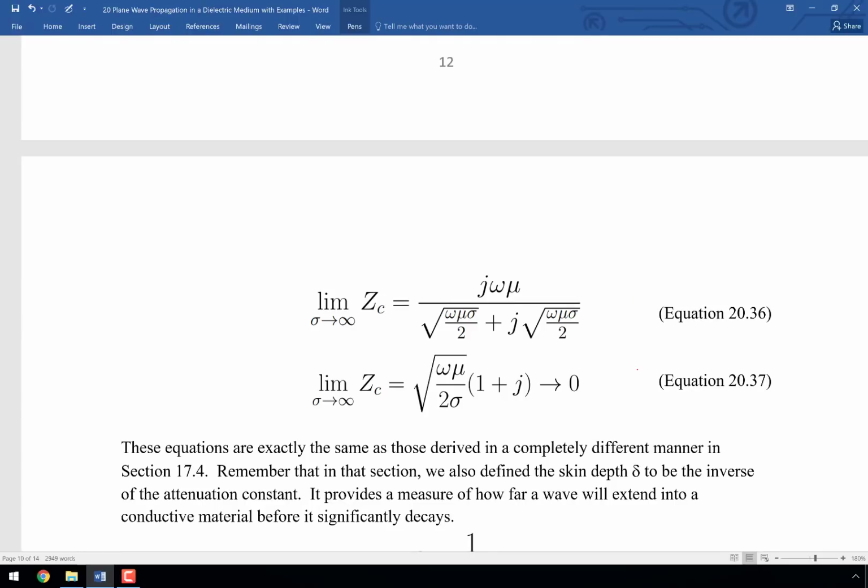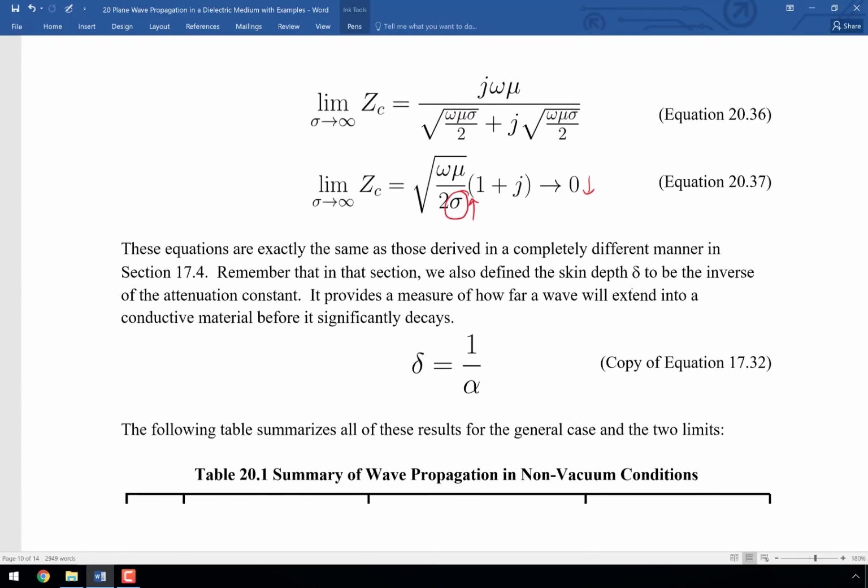Ultimately, there's a lot of algebra here, but because there is a sigma that goes to infinity here, and as it goes to infinity, then this is going to go to 0. And so we're left with a knowledge of alpha and beta that matches our previous calculations, and v sub phi and z sub c, which we hadn't calculated before, but which gave us reasonable results.